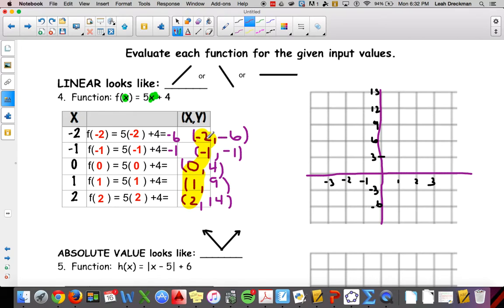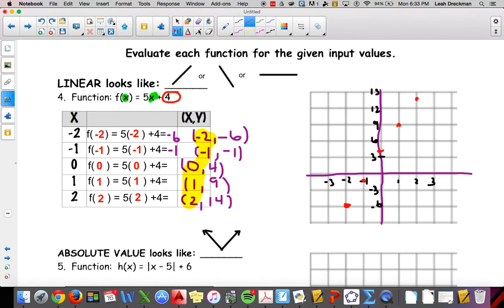So my first ordered pair is -2, so back 2, down 6. Watch your scaling. Next point is -1, -1. So that's not one box. Since we scale by 3, it's about a third of a box. 0, 4 is going to be the y-intercept, which again makes sense because that would be our initial position. An input of 1 is an output of 9. An input of 2 is an output of 14.